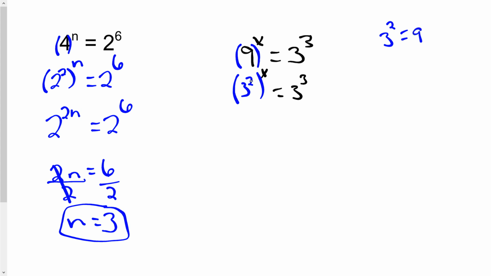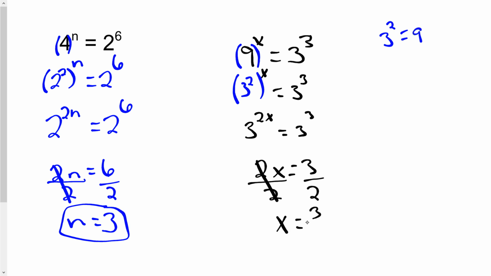And again, with exponent rules, if I have an exponent raised to the power of another exponent here, I just multiply those. What's 2 times x? Well, that's 2x. So 3 to the power of 2x equals 3 to the power of 3. The bases are the same, so 2x equals 3. Divide both sides by 2. Gives me x equals 3 halves, or 1.5.